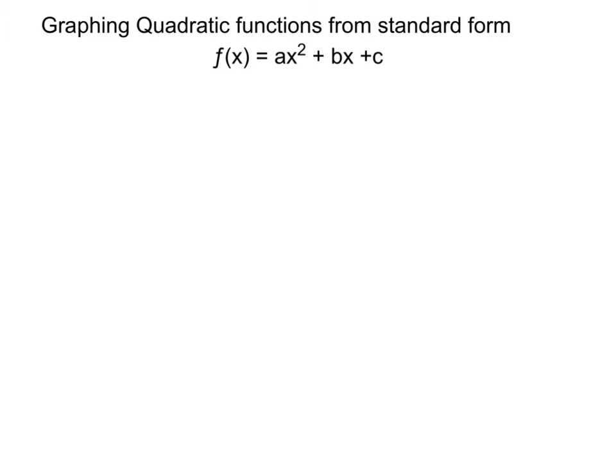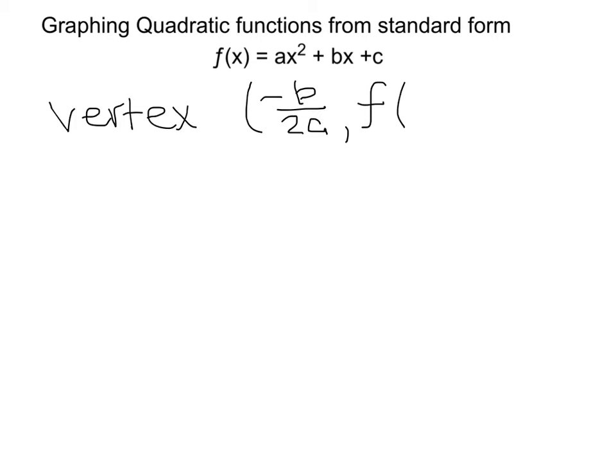This video demonstrates how to graph quadratic functions from standard form, f of x equals ax squared plus bx plus c. The first piece of information we need is the vertex, and there's a formula to find the vertex when we have standard form. And that formula is negative b over 2a, and then you plug in that value into your original function to find the y value.